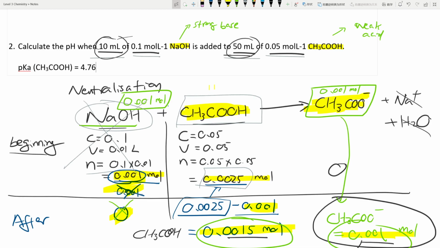Okay, so hopefully this has been helpful. And then next time I'm going to do some titration curve stuff, which is going to be very, very helpful, I hope, because that tends to be the most difficult part of this unit.